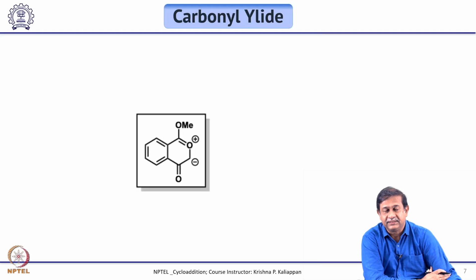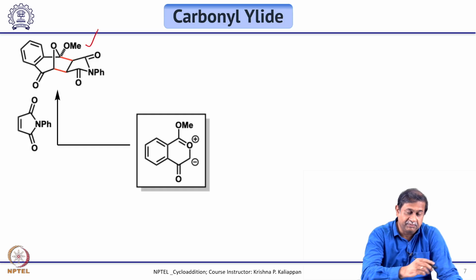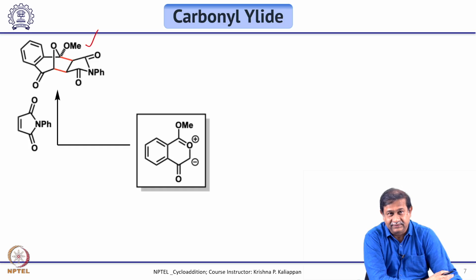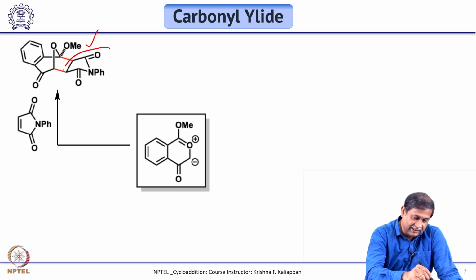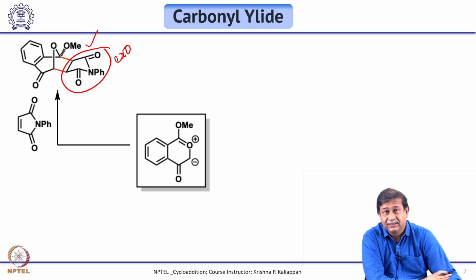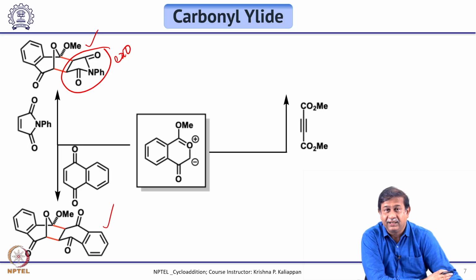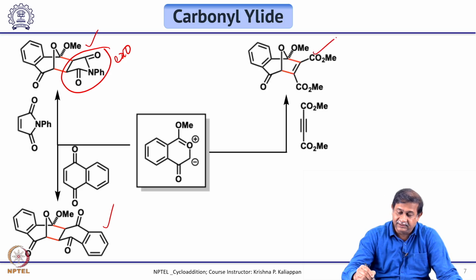So, let us see. This dipole, this carbonyl ylide, if you treat with N-phenyl maleimide, it can give this very interesting cycloadduct. And if you look at this carefully, this is the exo product. As we have seen and discussed in the case of 1,3-dipolar cycloaddition, due to lack of secondary orbital interaction, the exo product is the major product. And the same thing if you do with benzoquinone or naphthoquinone, you get this exo product as the major product. And if you treat with dimethyl acetylenedicarboxylate, then you get this tricyclic compound.